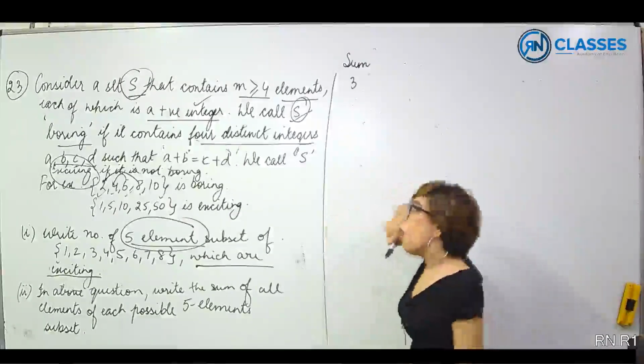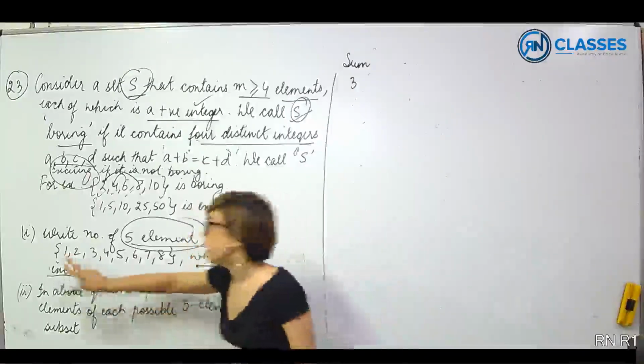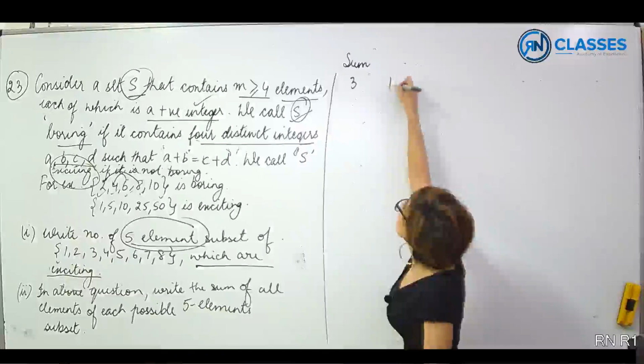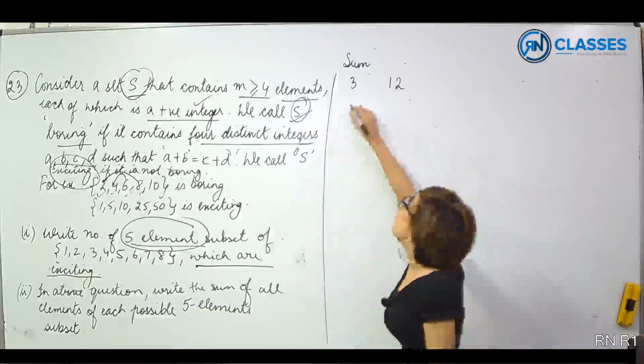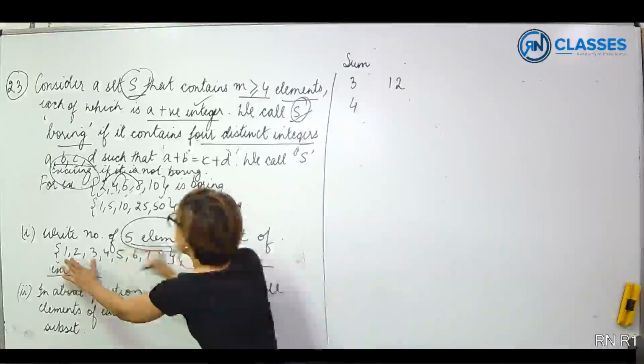Now, possible pairs along with it. Now, 3 obviously can be done in 1 and 2 ways only. So 1, 2, that's my pair. Next sum can be 4. 4 can be done in 1, 3, only one way.